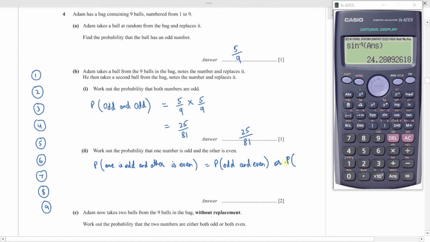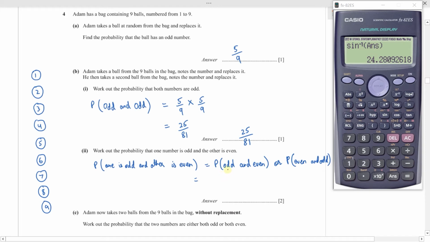the probability that you get even the first time and odd the second time, because the question doesn't mention any order. It says that you have picked two balls, one is odd, the other is even. So you can have a combination where the first one that you picked is odd and the second one you picked is even, or the first one is even and the second one is odd. So you will add these two probabilities.